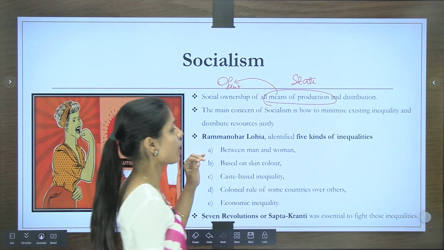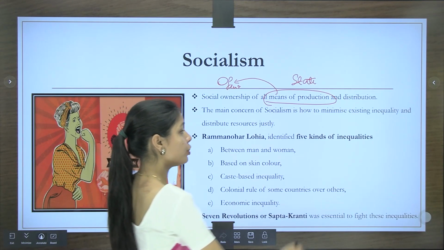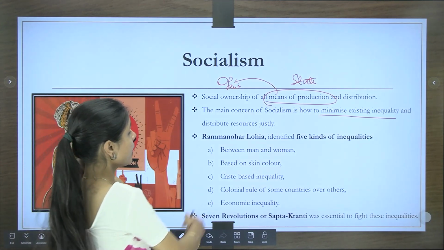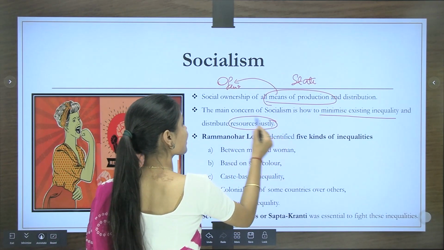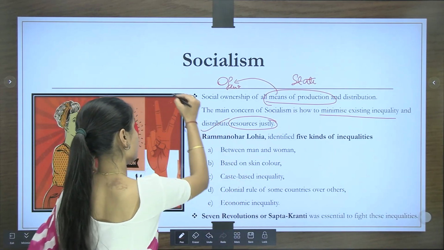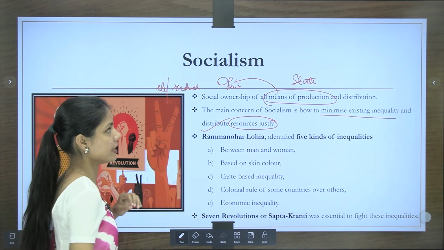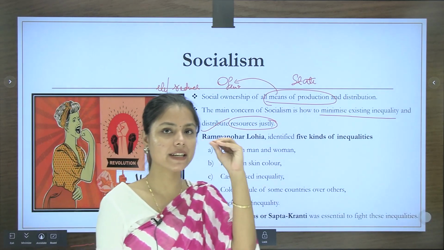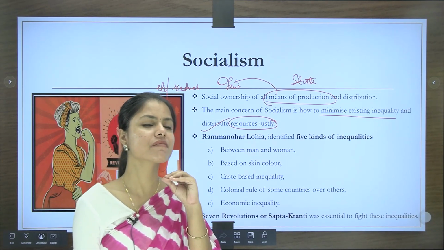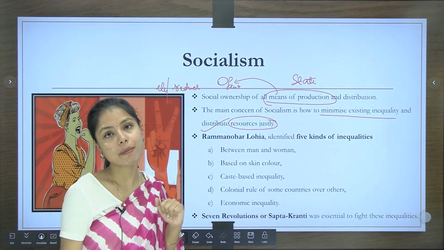So socialism talks about state control of these resources, because only then you will be able to minimize the existing inequality. Why? Because there would be resources which will be justly distributed, and when you distribute resources justly, you will be able to eliminate or at least reduce inequalities in a society. So simply put, socialism believes in the idea of state ownership of means of production, so that these means of production are distributed justly or fairly between all the members of the society.